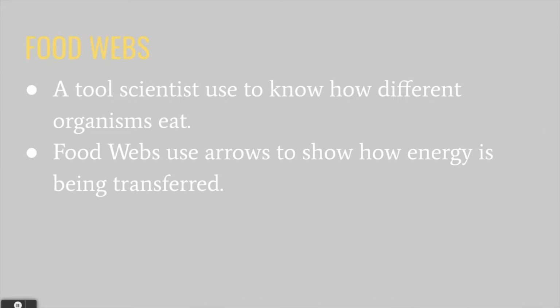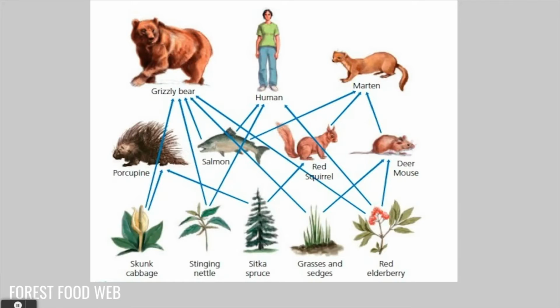So let's get started. A food web is a tool that scientists use to know how different organisms eat. Food webs use many different arrows to show how energy is being transferred from one animal to the next. For example, here we have our forest food web. There are many different arrows pointing from one organism to another.